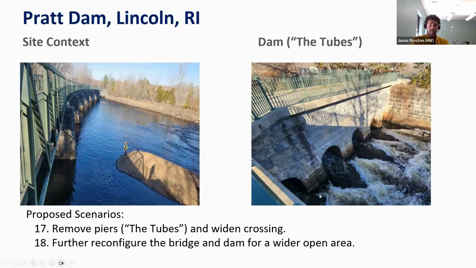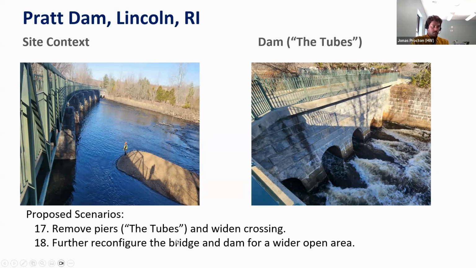So we're interested in analyzing two different scenarios. One would be understanding if there's a version of this configuration in which the literal tubes themselves, these stone piers, could be removed. There'd still be a bridge over it, but the theory would be that widening the area for water flow would reduce the velocity and the backing up of water, so it would make it a safer area, both recreationally and for potential fish passage, and less of a flood risk upstream as well.